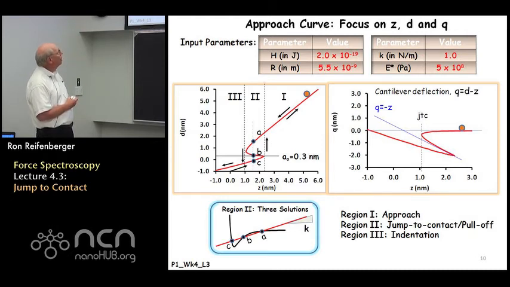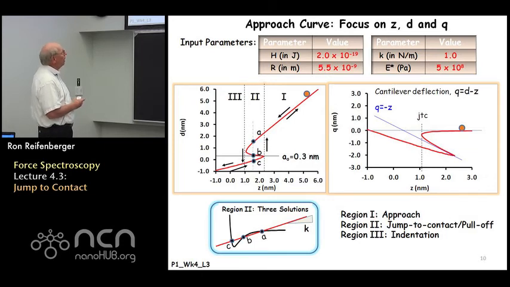So this is a very useful plot if you want to really understand the relationships between Z and D. And of course, once you have the relationship between Z and D for a given model, you can always work backwards and calculate what the deflection of the cantilever is as a function of Z, simply by using the definition between Q, D, and Z that I've got in the second graph of this slide.